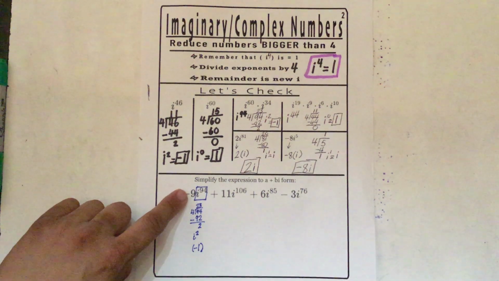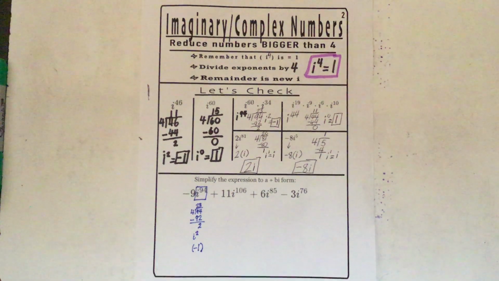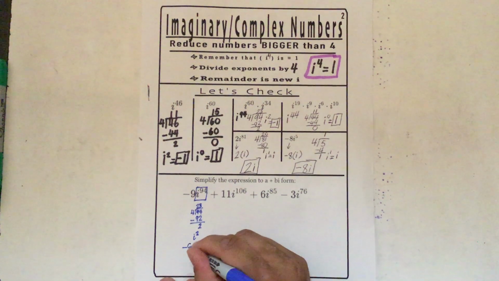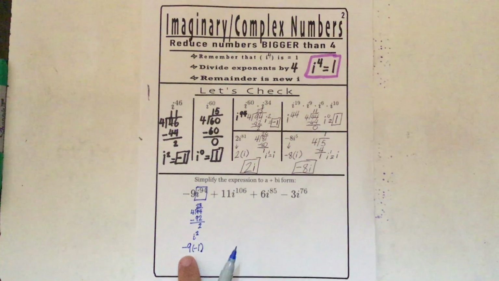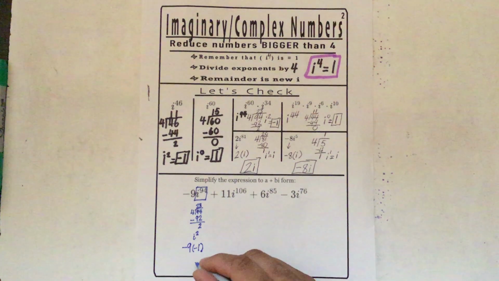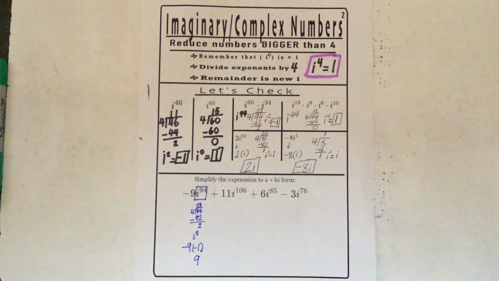Now you see this -9 that we left in front that we didn't touch? Let's bring that guy down over here and put it right next to -1. And -9 times -1 is +9. There we go.